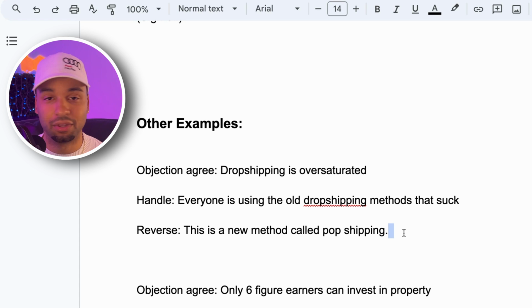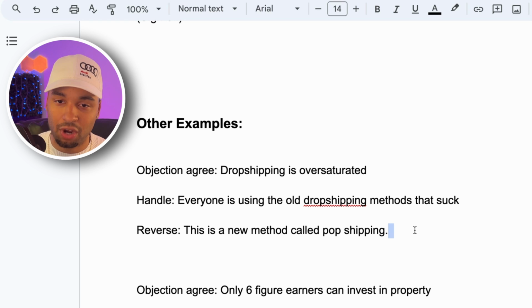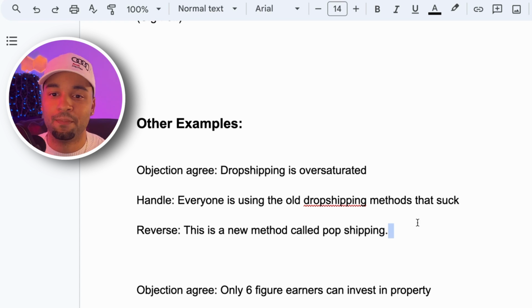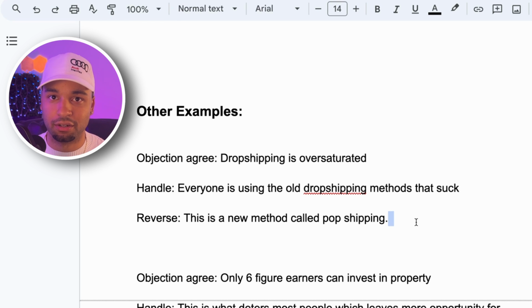Now, that's not actually a real thing. I don't know what that means, but it's a perfect example, right? Everybody does drop shipping the old way. I have a new system of drop shipping that's not oversaturated. So that's a perfect objection handle, reflecting a negative into a positive, okay?